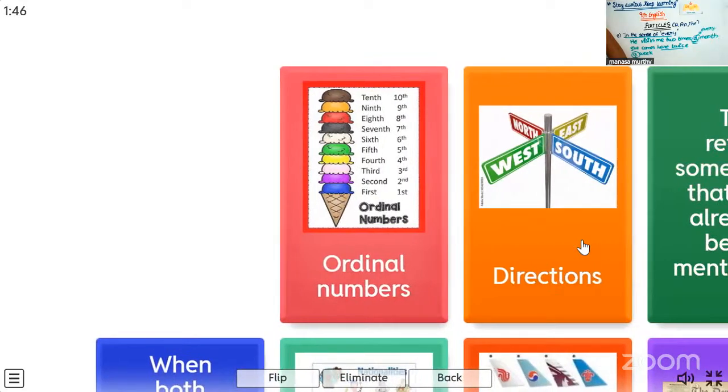Ordinal numbers. How will the ordinal numbers be written? First, second, third, fourth. Either it ends with st, nd, th. 1, 2, 3, 4. These are all cardinal numbers. First, second, third, hundredth, thousandth, 80th. These numbers are ordinal numbers.